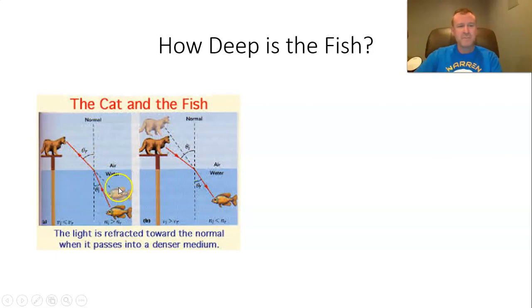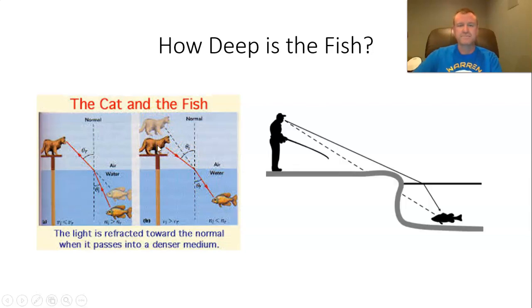So the cat's going to jump in there at that location because cats love water. And the fish is going to laugh and swim away, and the cat will be mad and all wet. But refraction is causing the fish to appear at a different location than it actually is. Similarly, when the fish is looking at the cat, the cat looks higher in the air than it actually is.